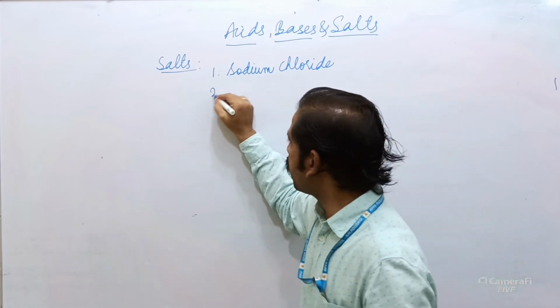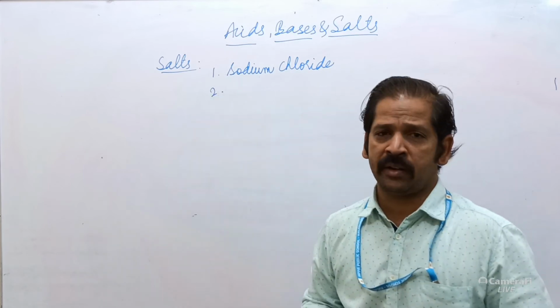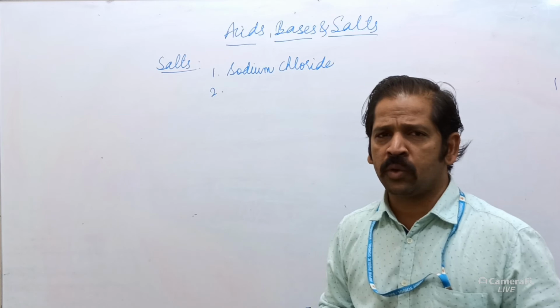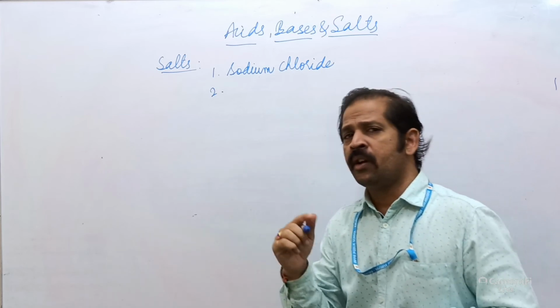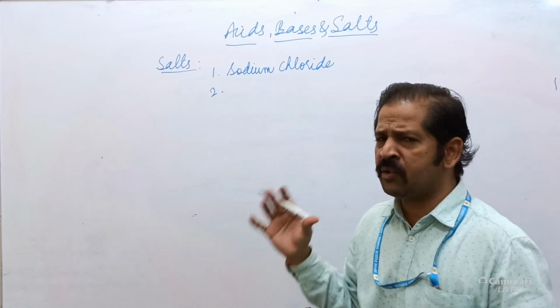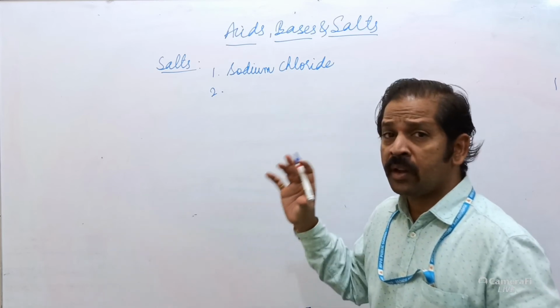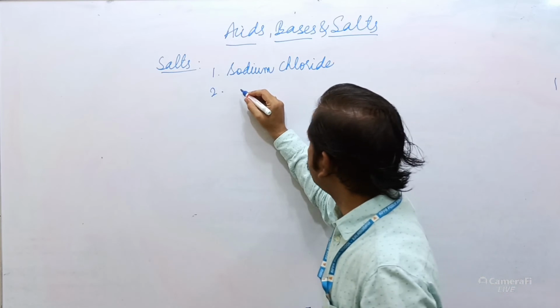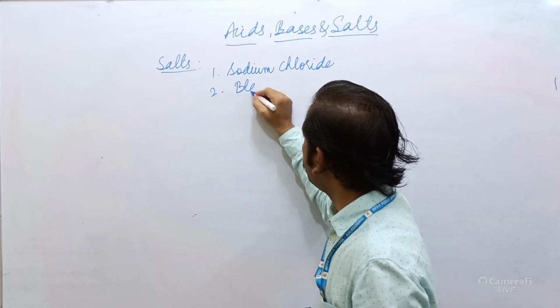Next, the second salt is bleaching powder. Bleach, I think so. The smell of chlorine will mix to get a bleach. Very easy to identify because of chlorine actually. Yes, that is bleaching powder.